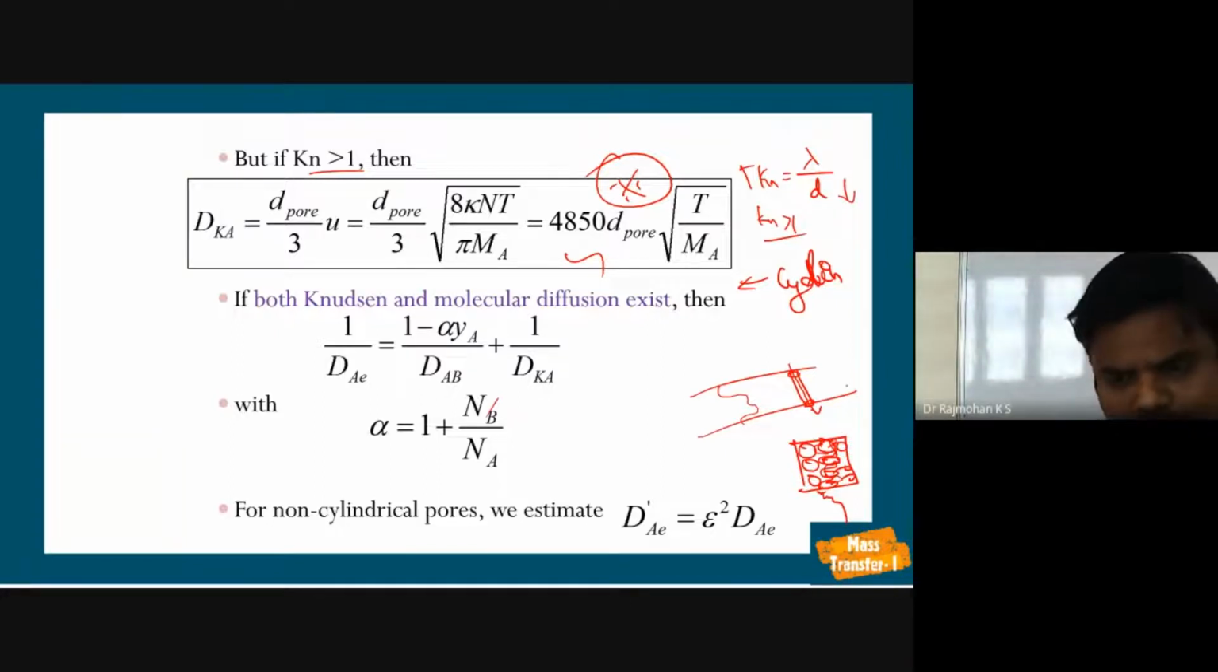So similar to that, here also we consider this equation is applicable for cylinder, not for others. Diameter of the bore, in the sense, it is a cylinder. We assume it to be a cylinder. So this we have seen. What is dA effective? What is this alpha? Flux of A and B we have to take care of. And for non-cylindrical pores we have this expression to be used.